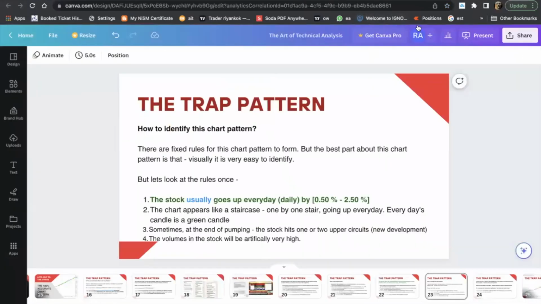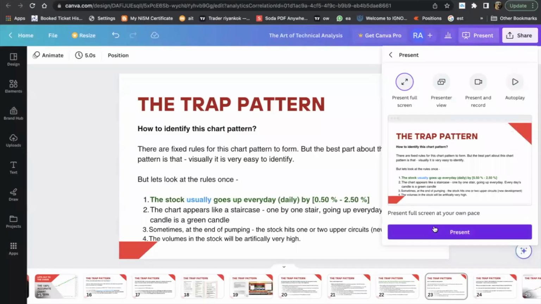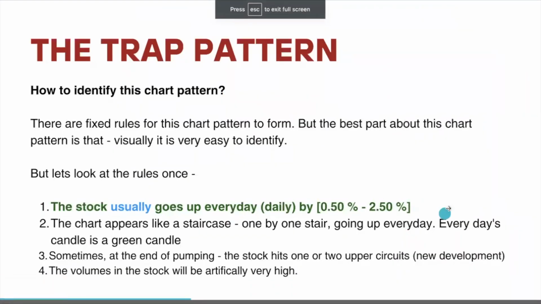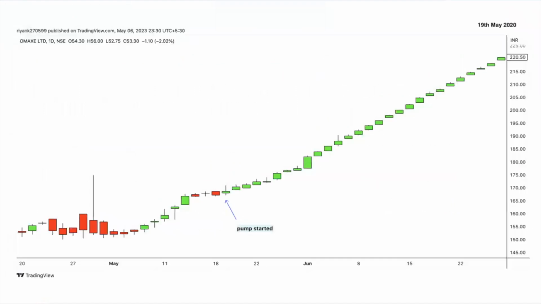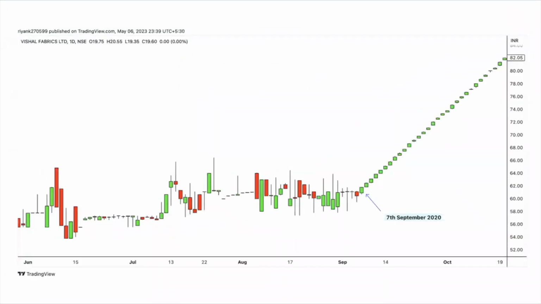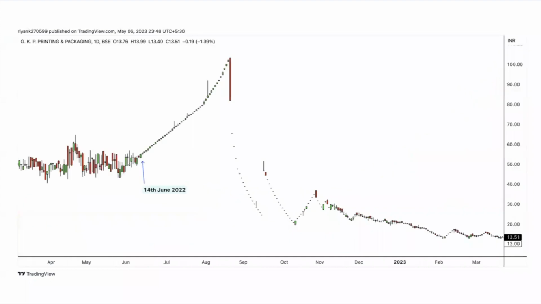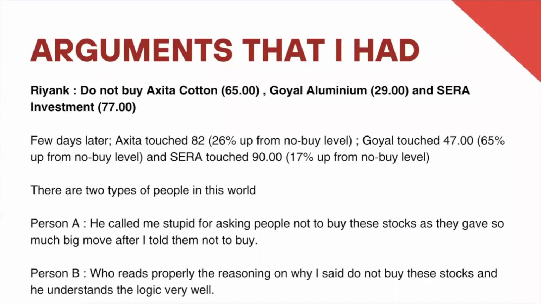Okay, so these were just a few examples which I wanted to show you to prove it, that yes, this pattern has been 100% accurate in my journey so far and as much as I have observed about it.